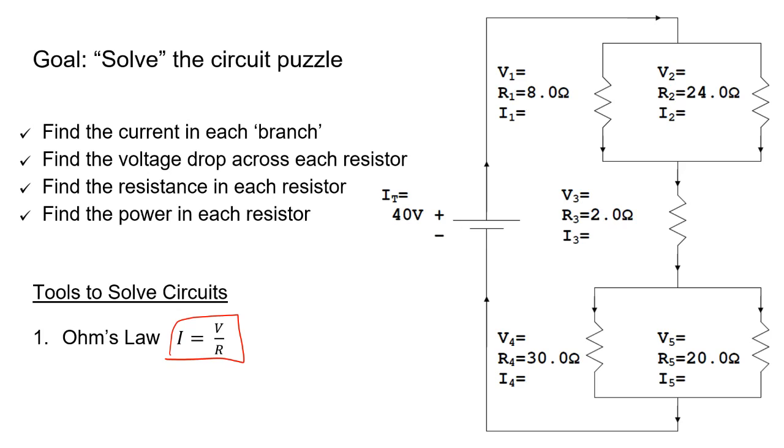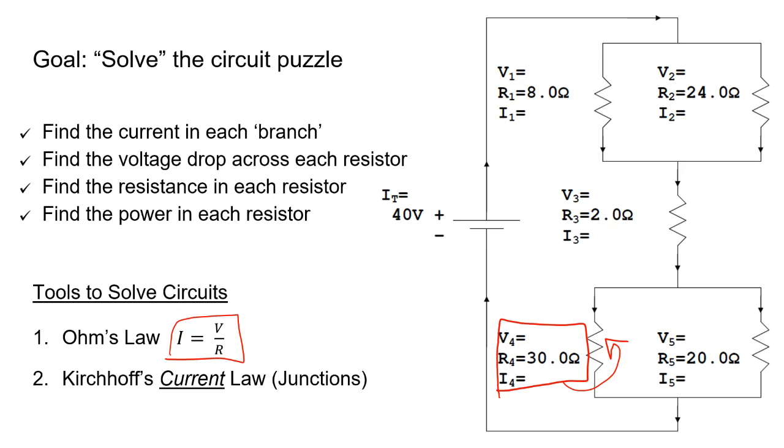And when I say two of these values, I mean the values that pertain to a certain resistor, okay? The other rules, or the tools, sorry, that we will use are Kirchhoff's current law, which is the law of junctions, and Kirchhoff's voltage law, which is the law of loops, okay?